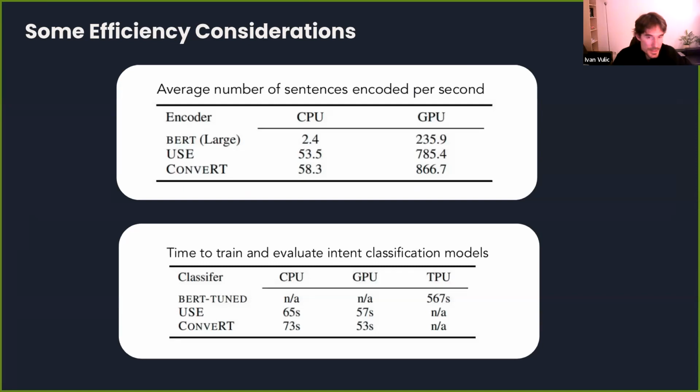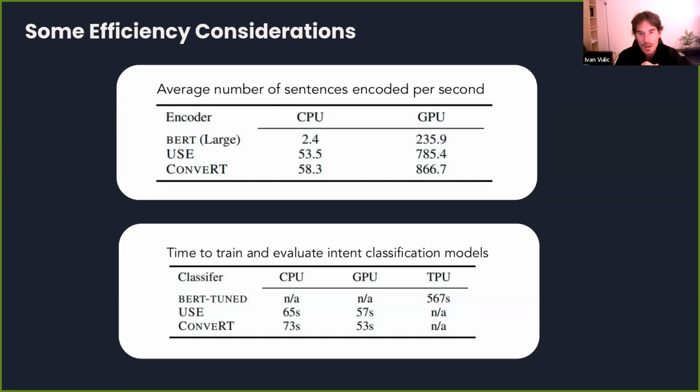But since I mentioned efficiency several times, it is also important to note that this solution, which just stacks an MLP on top, means that we don't have to fine-tune the entire model, but it's also much quicker to use ConveRT for encoding sentences than, for example, BERT large as an encoder, even if you turn it into a sentence encoder.